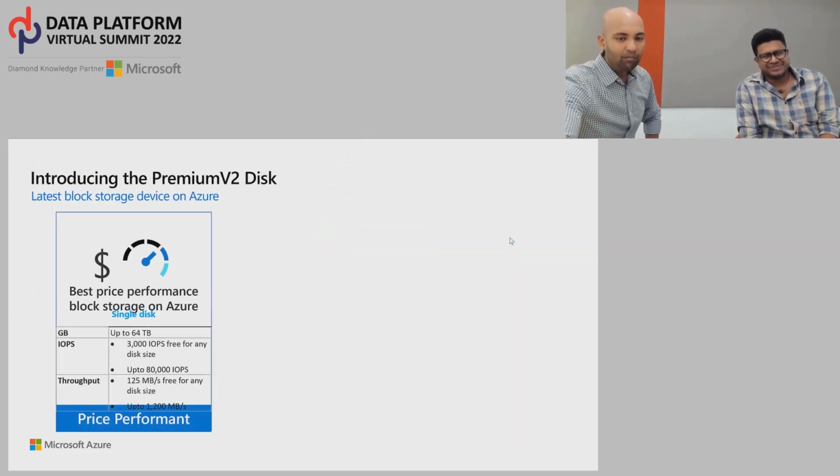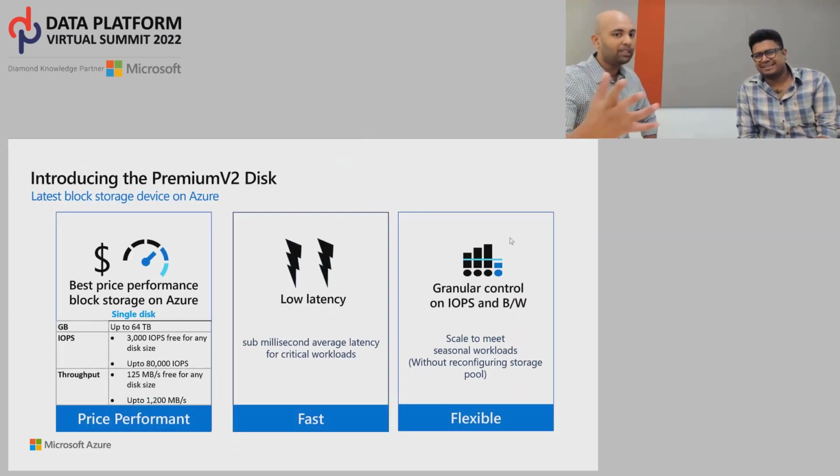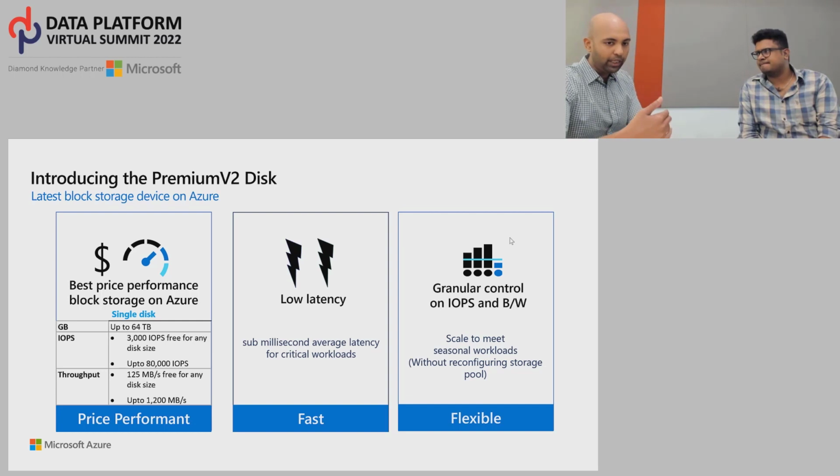Wow. Awesome. So just to reiterate what premium SSD v2s provide. On a single disk, you get up to 64 terabytes. You get 80,000 IOPS per disk, and you get 1200 Mbps throughput per disk.